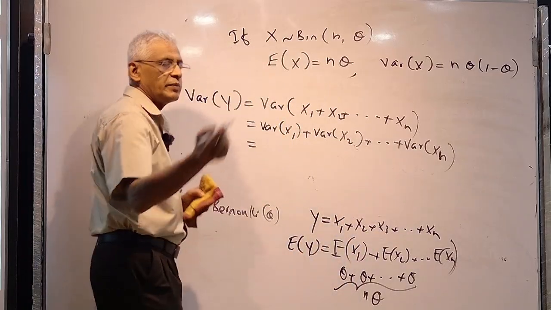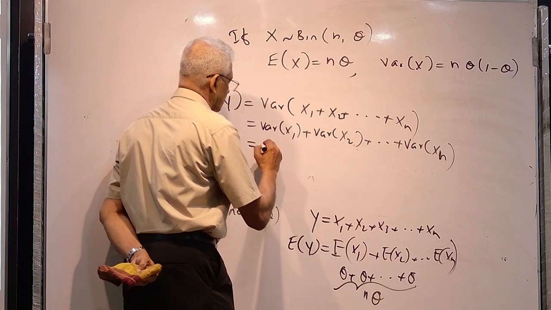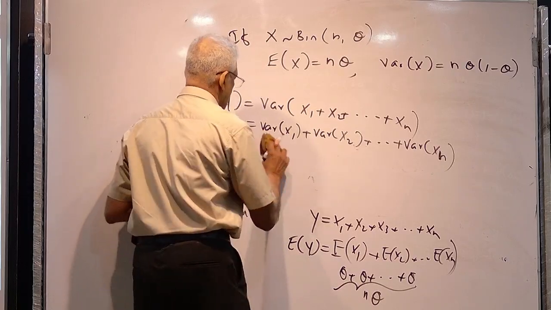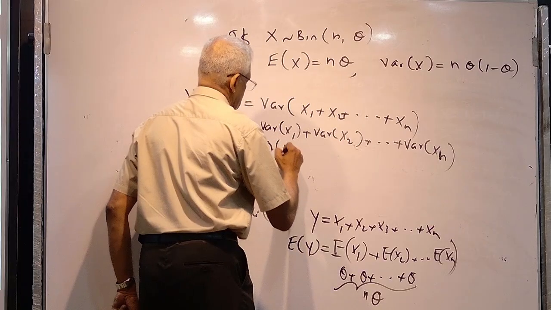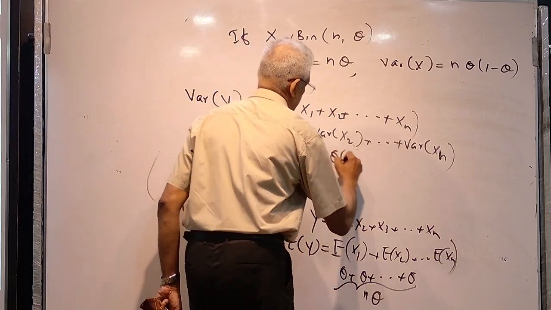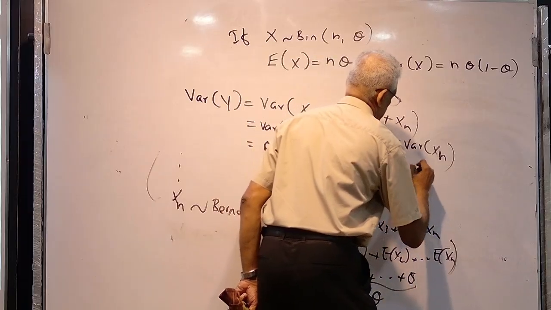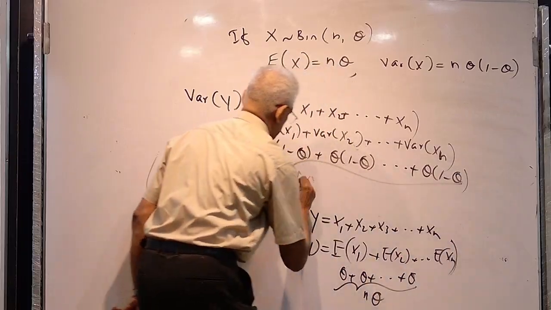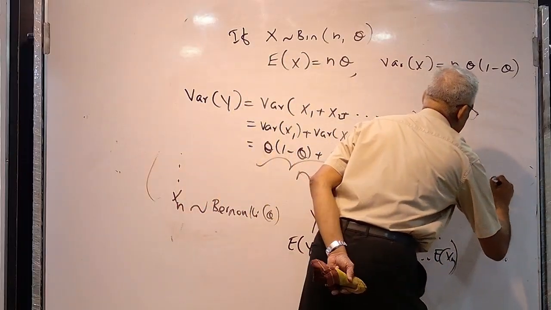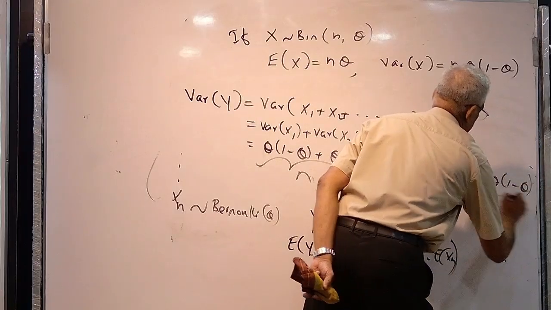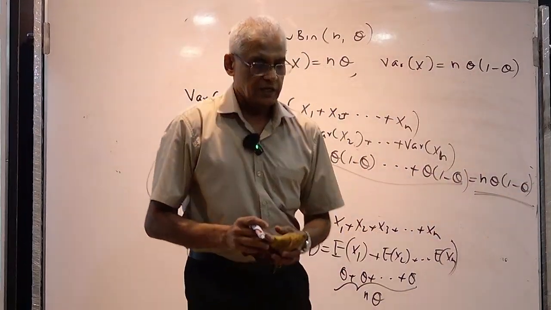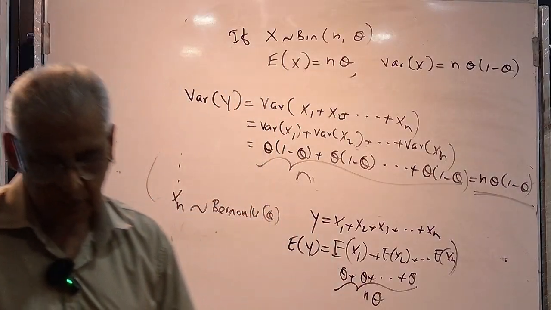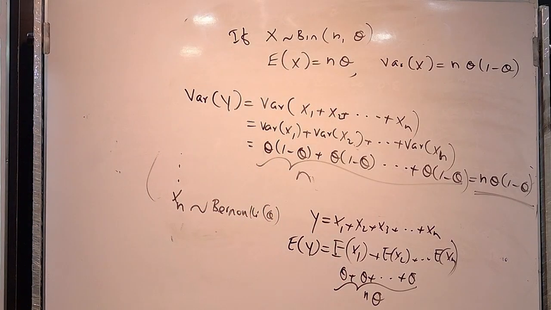Now we know from the Bernoulli distribution, each of these is equal to theta times 1 minus theta. You have n of those. So therefore, this is n times theta times 1 minus theta. That is why the variance of a binomial distribution is equal to n times theta times 1 minus theta.